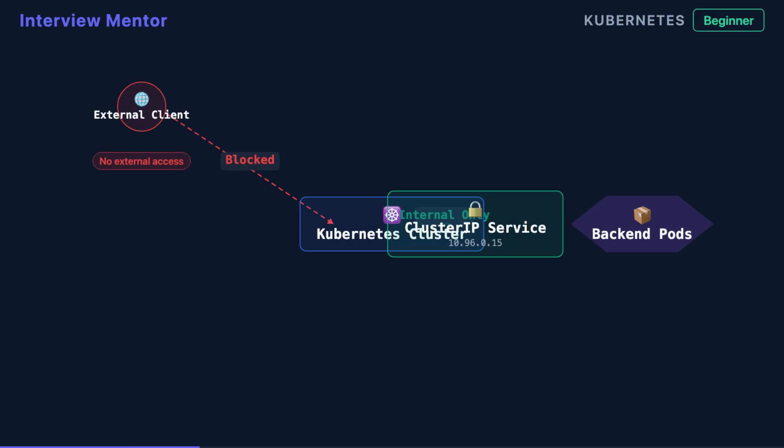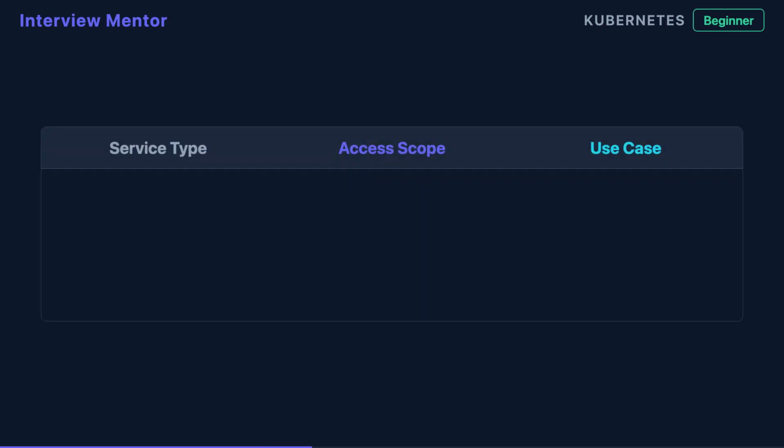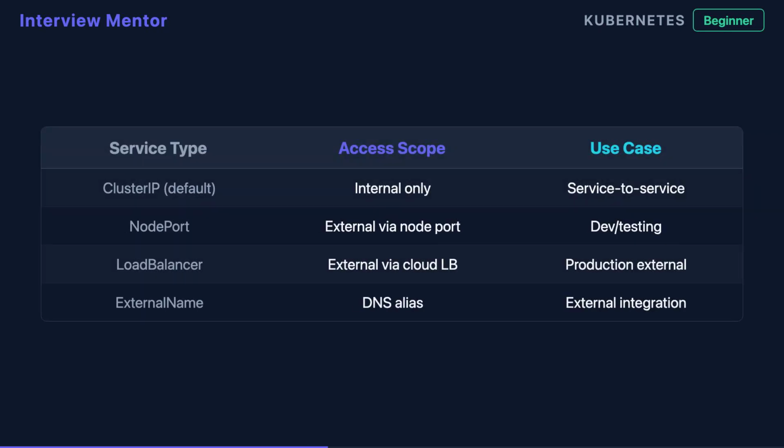ClusterIP provides internal cluster-only access, meaning the service is only reachable from within the Kubernetes cluster. External clients cannot access it directly. This design follows the principle of least privilege. Only services that explicitly need external exposure should have it. When you do need external access, Kubernetes offers 3 other service types.